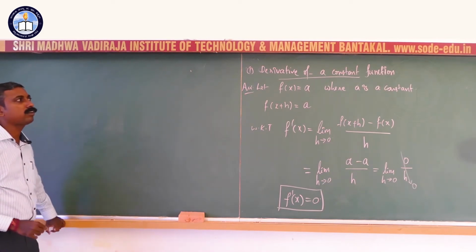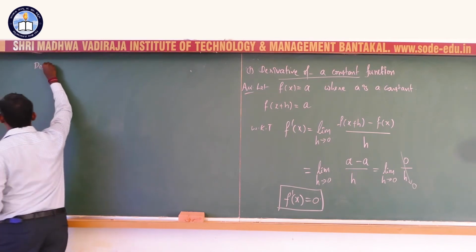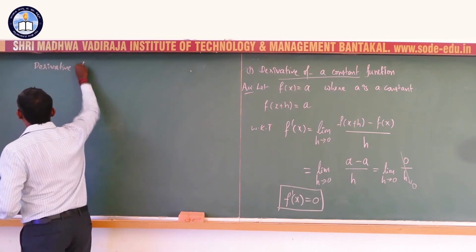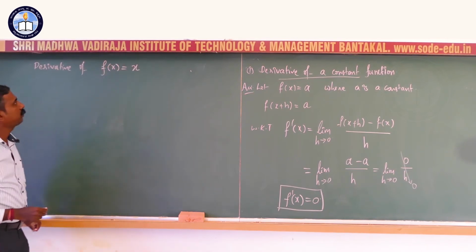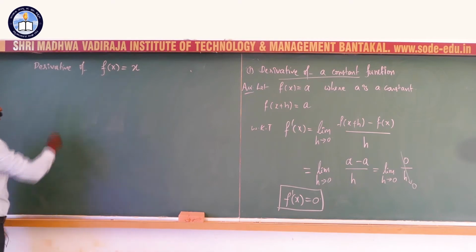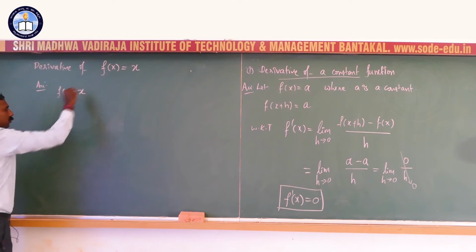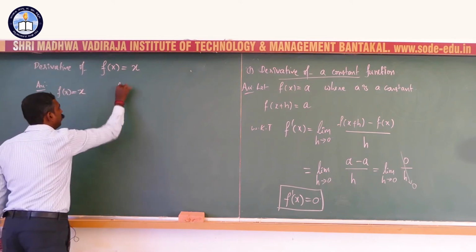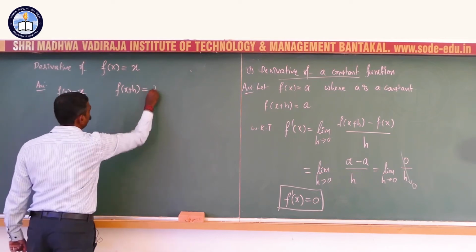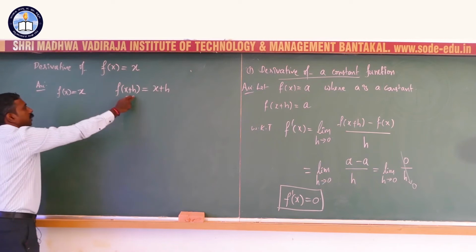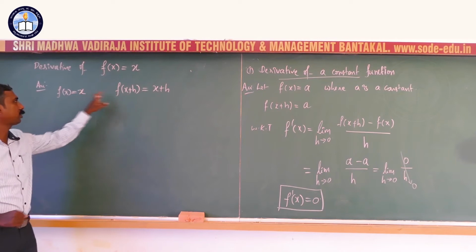Now, let us come to a simple function like derivative of f of x is equal to x. What is the derivative of f of x is equal to x? So, in the answer, first we will write f of x is equal to x, and we know that we have to utilize f of x plus h somehow. So, f of x plus h will be, if x is there, h should be added to that. So, x becomes x plus h.